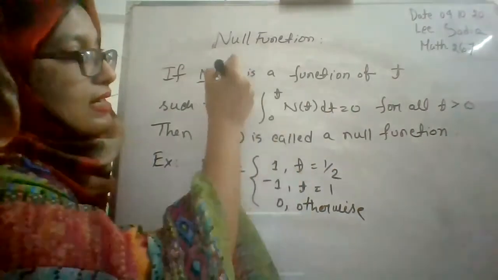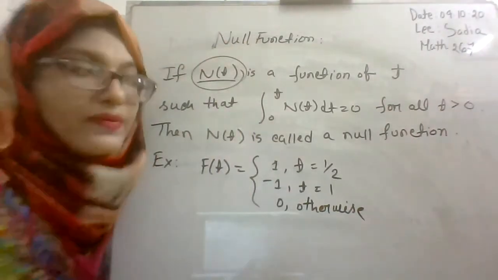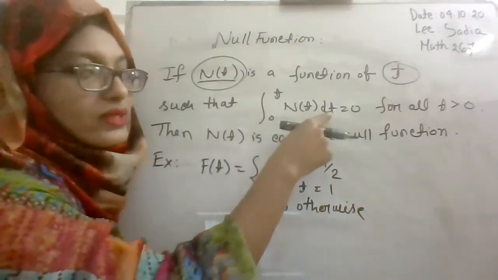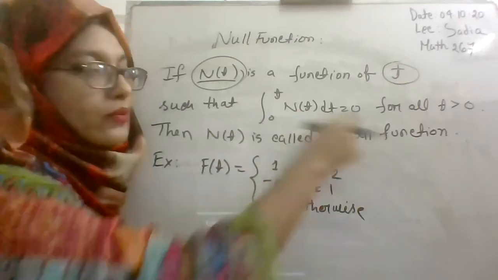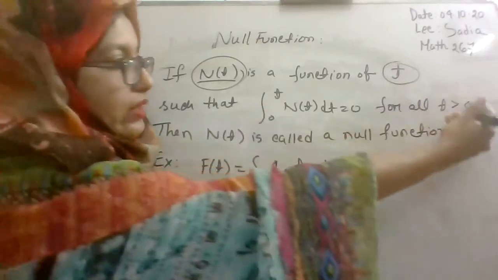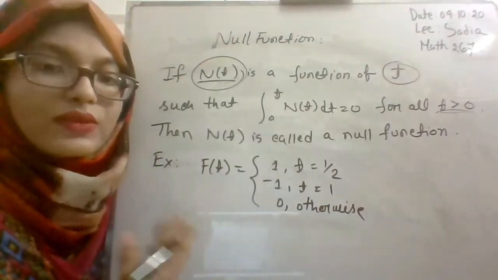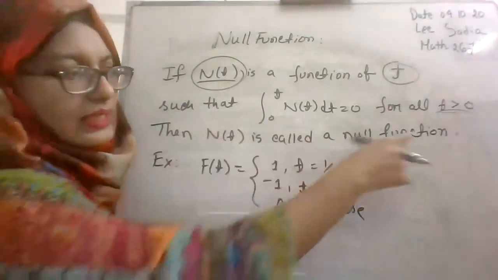What is this? We are considering a function n of t, which is a function of a variable t. And if the integration of that function with respect to t from the range 0 to t is equal to 0, where t is greater than 0, such type of function is known as a null function. Then n of t is called a null function.